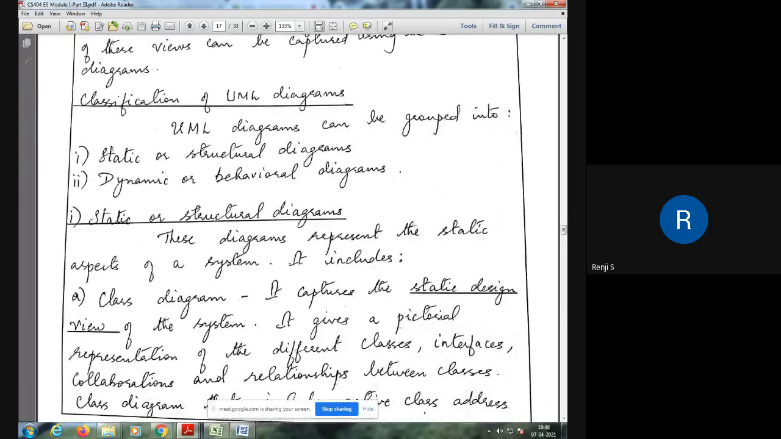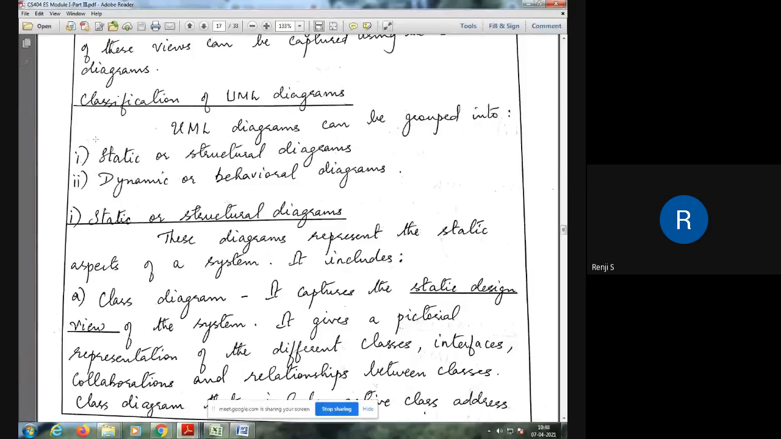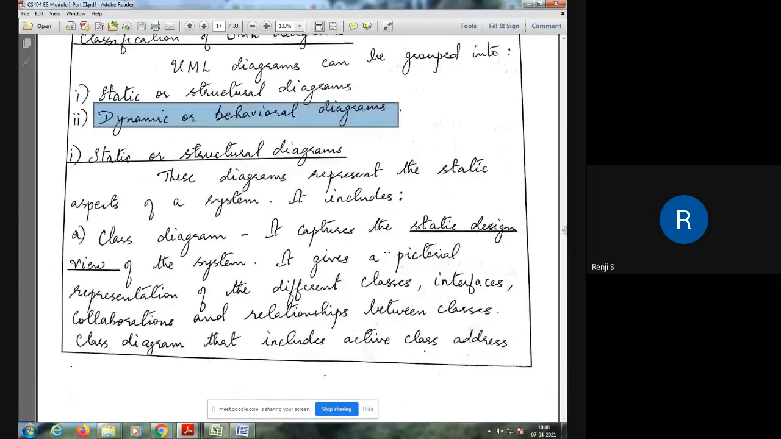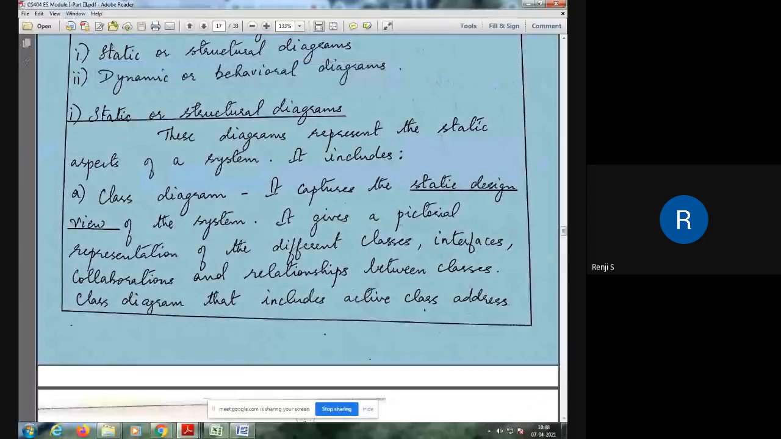Now, these diagrams can be classified into two types, that is static or structural diagrams and dynamic or behavioral diagrams. There are a lot of UML diagrams, but the basic diagrams include 9 types. Of these 9 types, some of the diagrams are classified as structural or static diagrams, and some are classified as dynamic or behavioral diagrams. Now, what are the diagrams that come under static or structural diagrams, and what are the diagrams included in the dynamic or behavioral diagrams? So first we have static or structural diagrams.